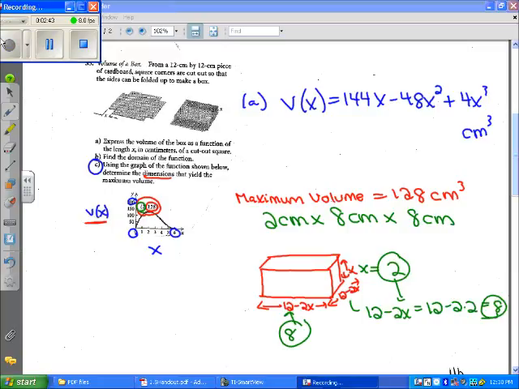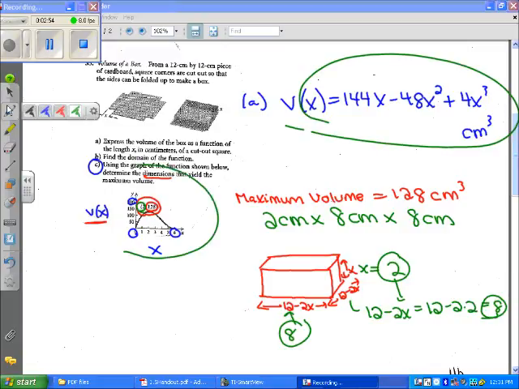Now we're going to continue with this and talk about something relating to the graphing calculator. I'm going to pull up my graphing calculator and graph this function, using the window that's listed right here. Then we're going to find the maximum using our calculator.